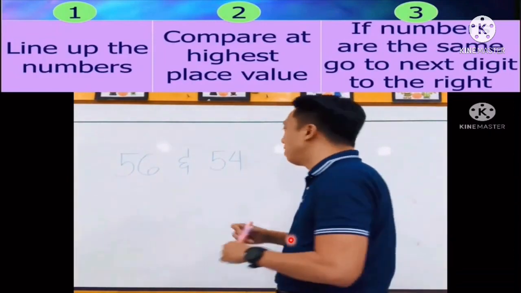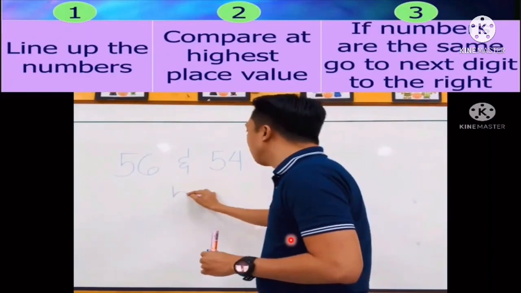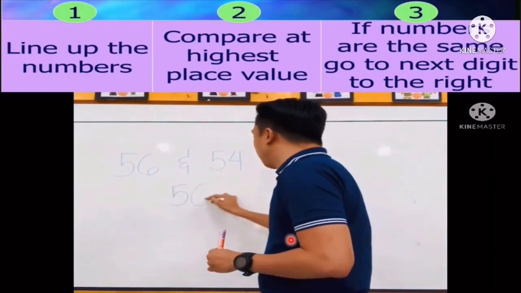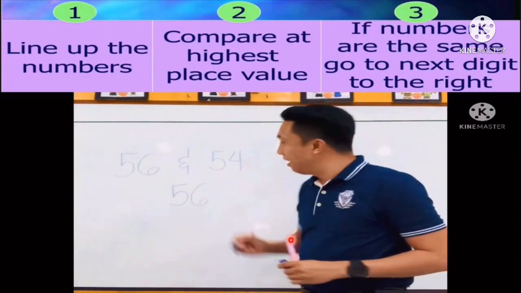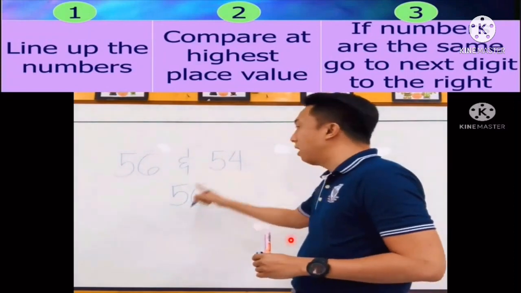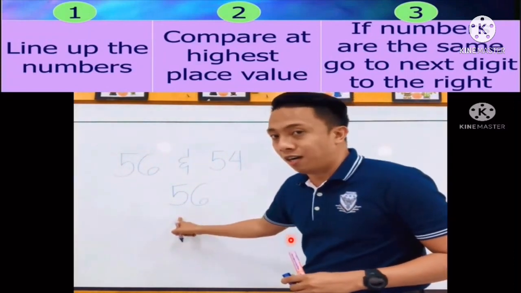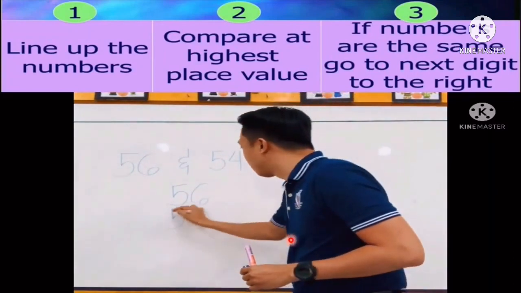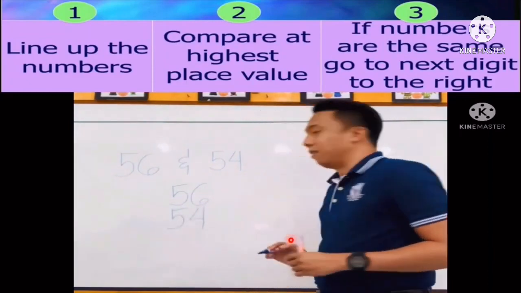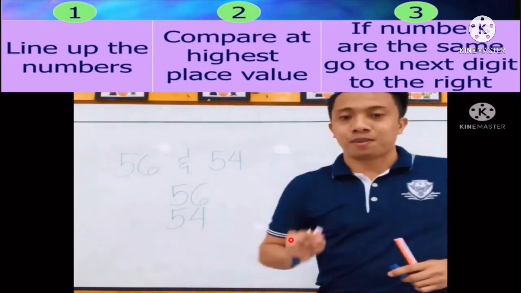How to line up the numbers? We will just copy 56 on the first layer and then 54 on the second layer. Alright? Okay, that's the first step.